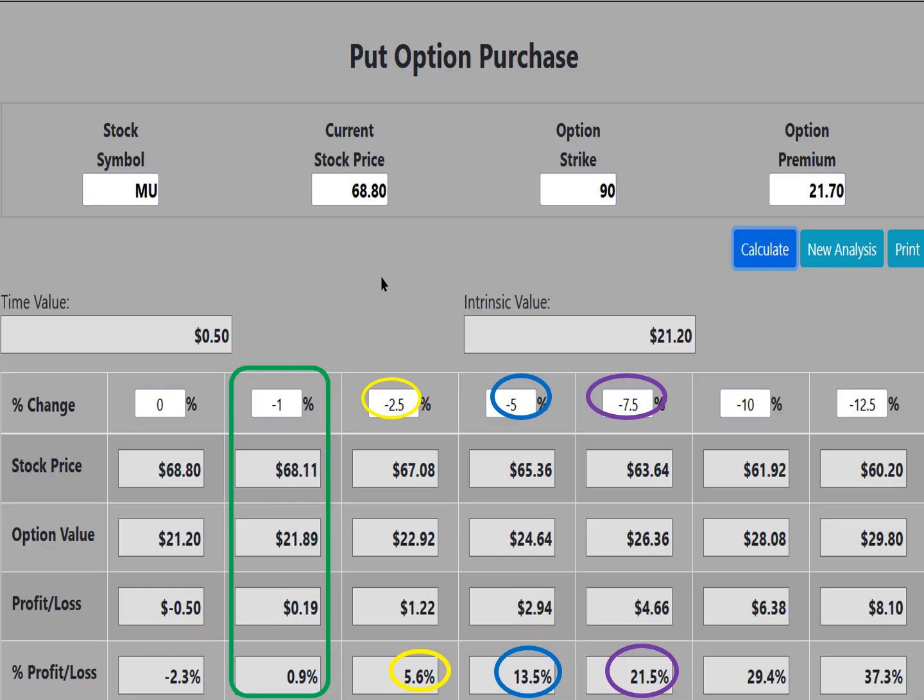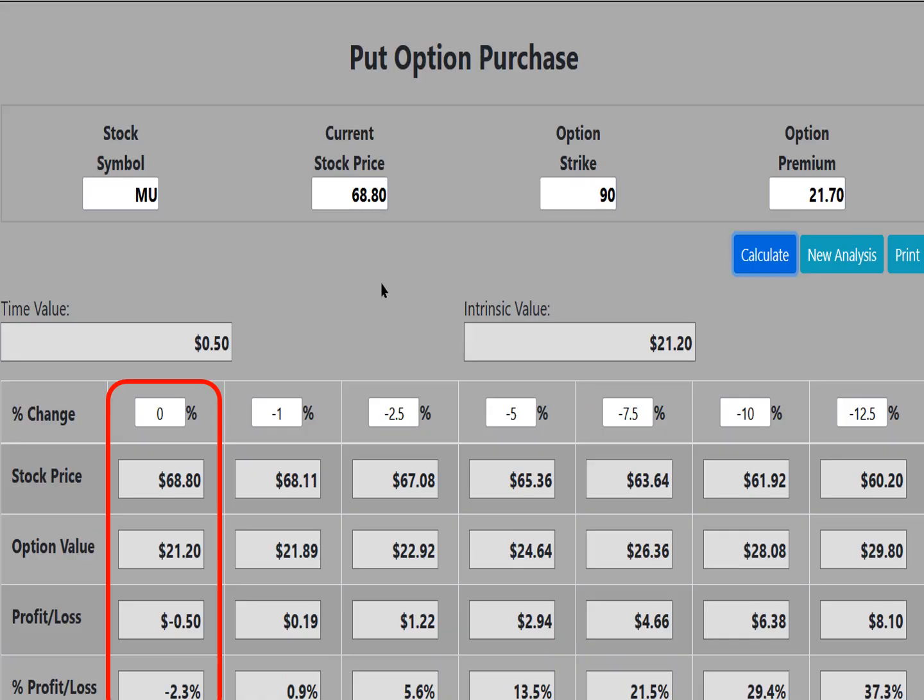The put option calculator picture also shows that if the MU stock price decreases by 2.5%, the 90 put will make a 5.6% or $122 profit. If the MU stock price decreases by 5%, the 90 put will make a 13.6% or $294 profit. If the MU stock price decreases by 7.5%, the 90 put will make a 21.5% or $466 profit. The 10% and 12.5% numbers are also displayed. You can see that the profits get better and better.